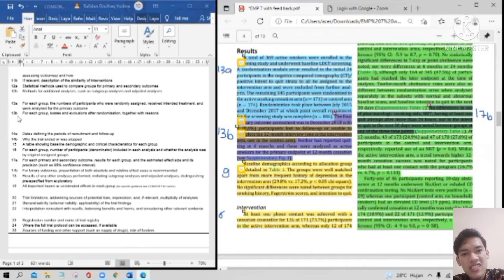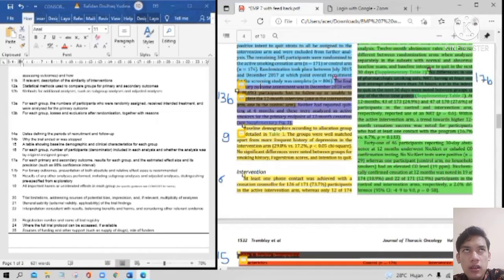And next, for 13b: for each group, losses and exclusions after randomization, together with reasons. 13b. Because in the sentence you can see participants lost to follow up or unable to, and so on. Yeah, that's the narration. You can read it for a full paragraph.